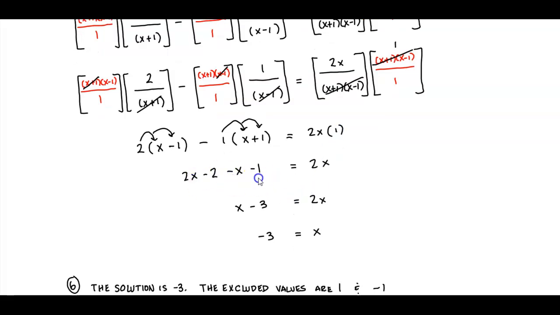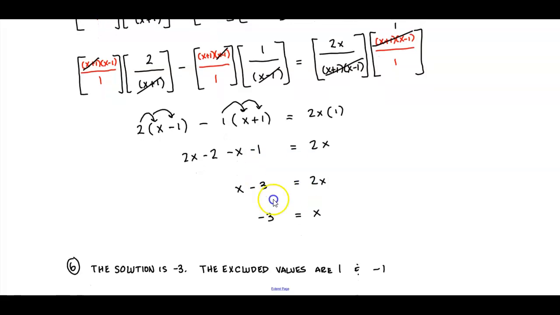So when we simplify and combine like terms on the left side, 2x minus x gives you x, minus 2 minus 1 gives you minus 3, and that's equal to 2x. Combining x on the right side of the equation, if we subtract 1x from both sides, we end up with x equal to negative 3. So therefore the solution is negative 3 with the braces, and the excluded values are 1 and negative 1, and since we do have a solution, then this is a conditional statement.